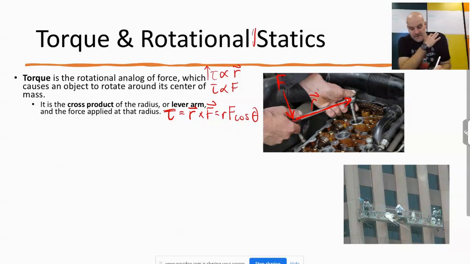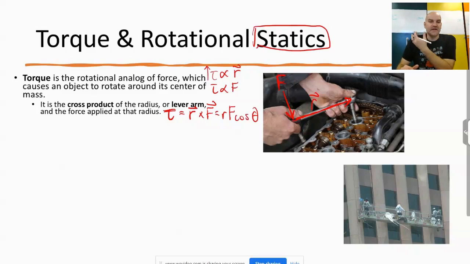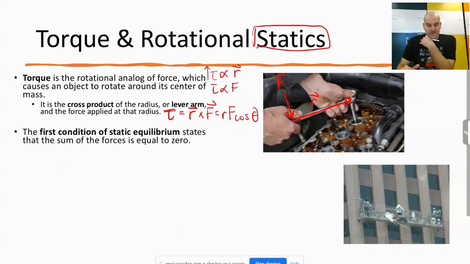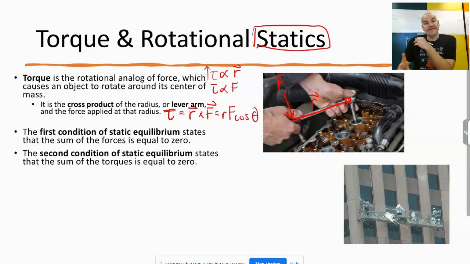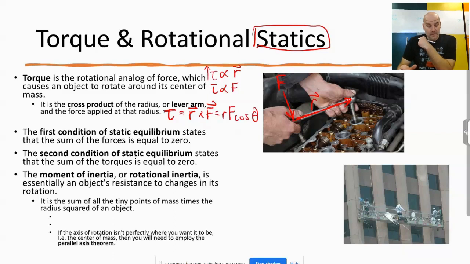Now, something you see here is that we talk about statics. So we have to bring in the conditions of static equilibrium. The first condition of static equilibrium goes way back to Newton's laws: the sum of the forces is equal to 0. But we add a second condition for static equilibrium, which states that the sum of the torques is also equal to 0.